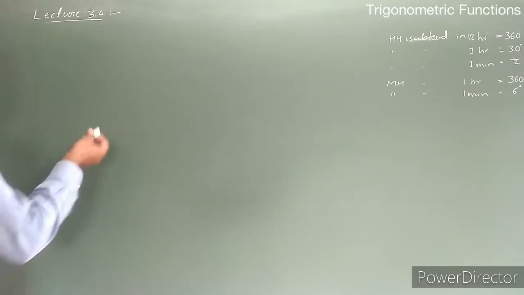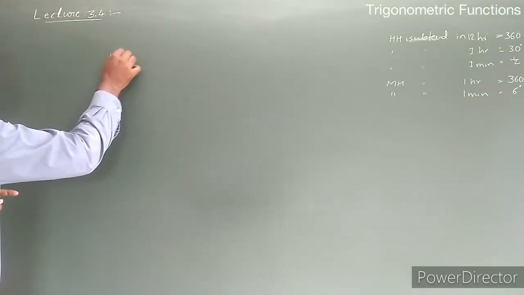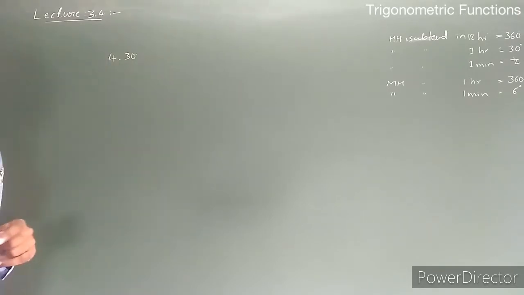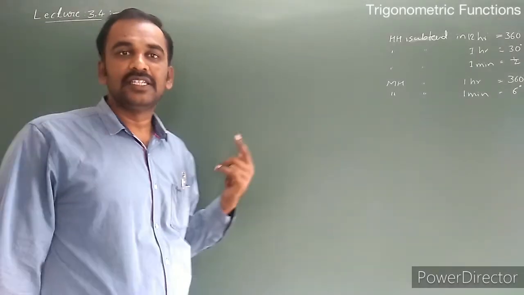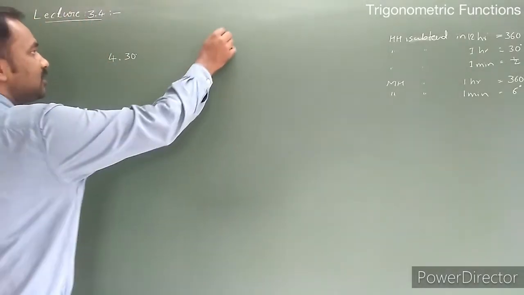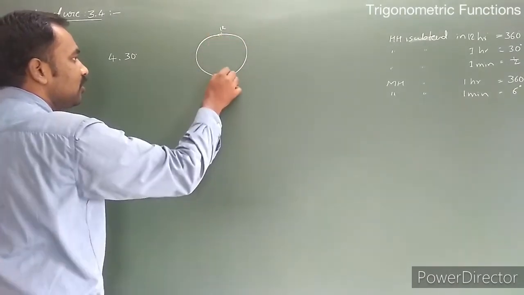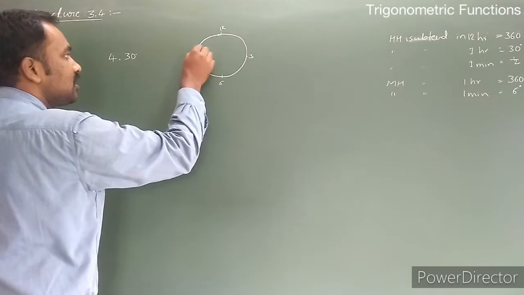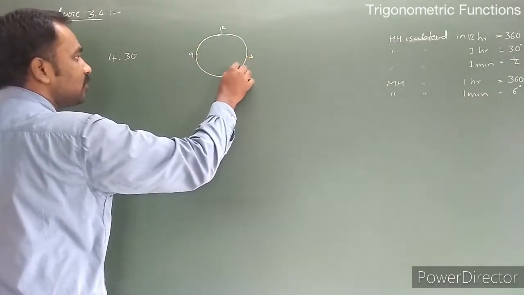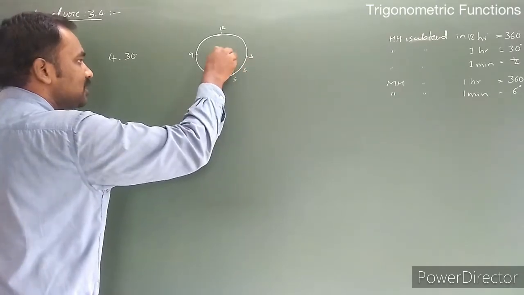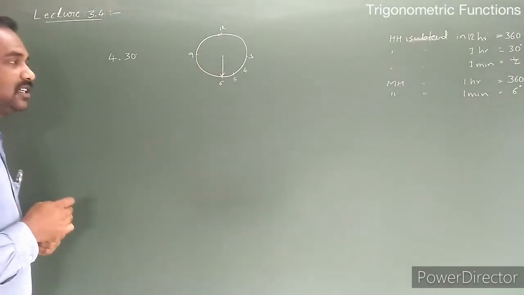Let's take one more problem. At 4:30, what is the angle subtended between the hour hand and the minute hand? So I just take a rough diagram of the clock. 12, 6, 3 and here is 9. Time is 4:30, so here 3, 4, 5. Where exactly is the minute hand at 4:30? The minute hand, the long hand, is exactly at the 6.